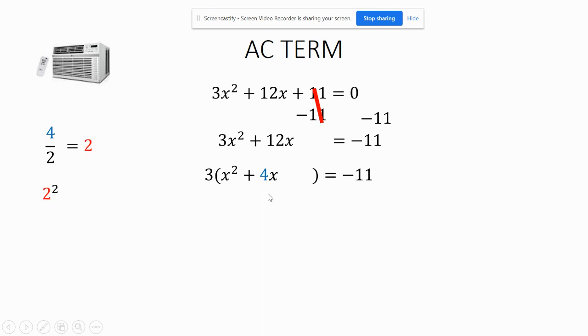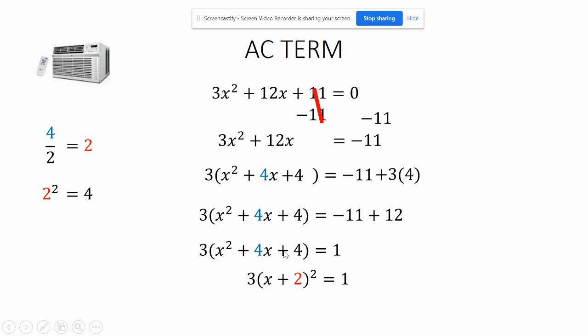And now then we're going to take the 2 and square it, which will make a 4. So I'm going to add a 4 in the parentheses, but I'm not adding 4. I'm adding 3 times 4 to each side, because it's 3 times 4. So that is going to make that 12. What I love about this here, this will factor to that 2. It's x plus 2 squared.